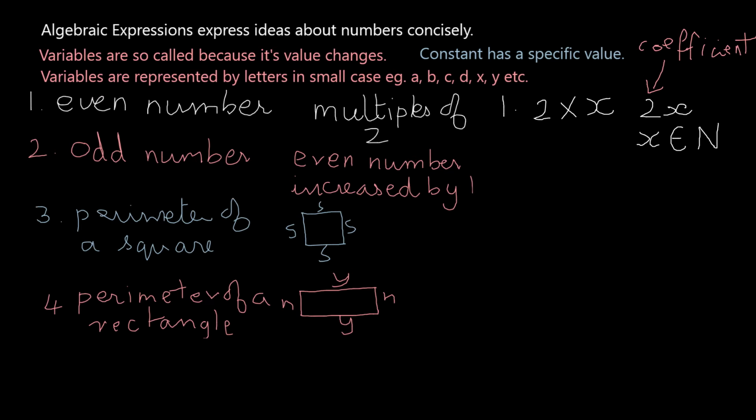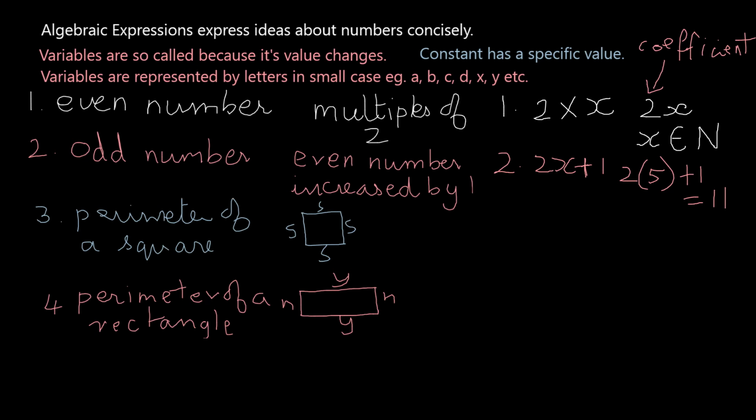Now the second one becomes very simple because I have already defined an even number. So an odd number is going to be 2x plus 1 because it says even number increased by 1. Let's plug in a value to see whether this works. I'm going to plug x to be 5. 2 times 5 plus 1. What do I get? 11. Is 11 an odd number? Yes, it is.